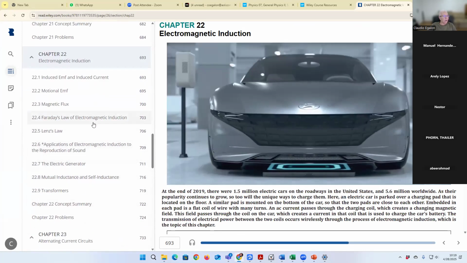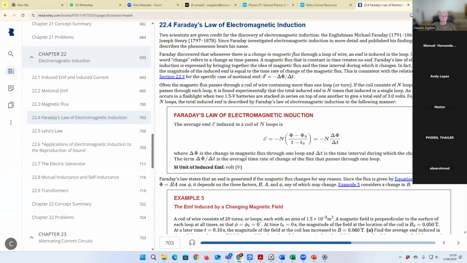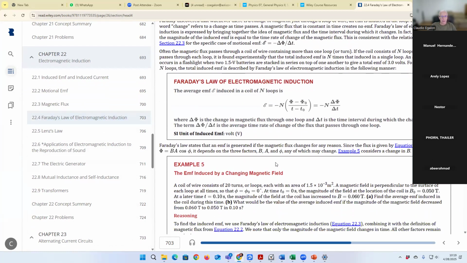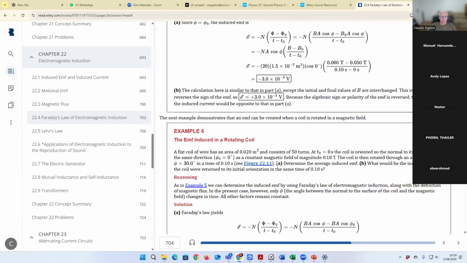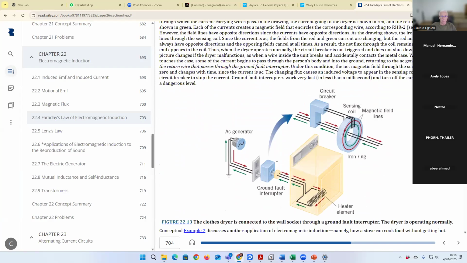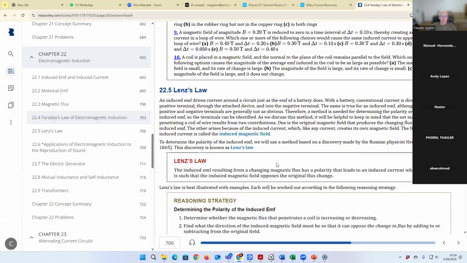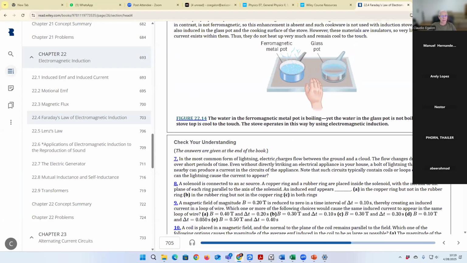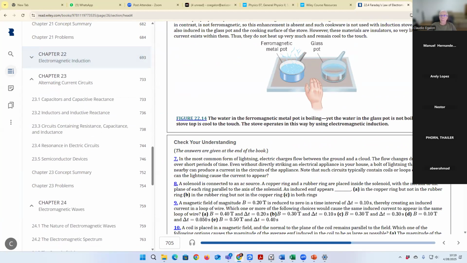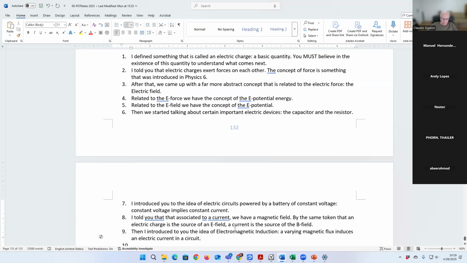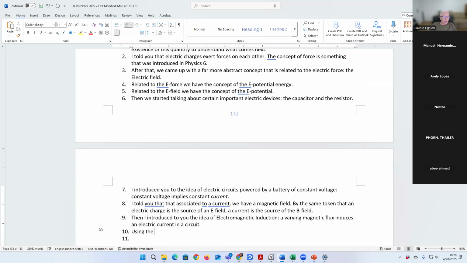Let's see if he already moved forward. We actually can move past that. Let's see if he did that here in this chapter. Doesn't look like he did. No, he didn't. But that's what we are going to do now. We are going to extend this idea of electromagnetic induction.